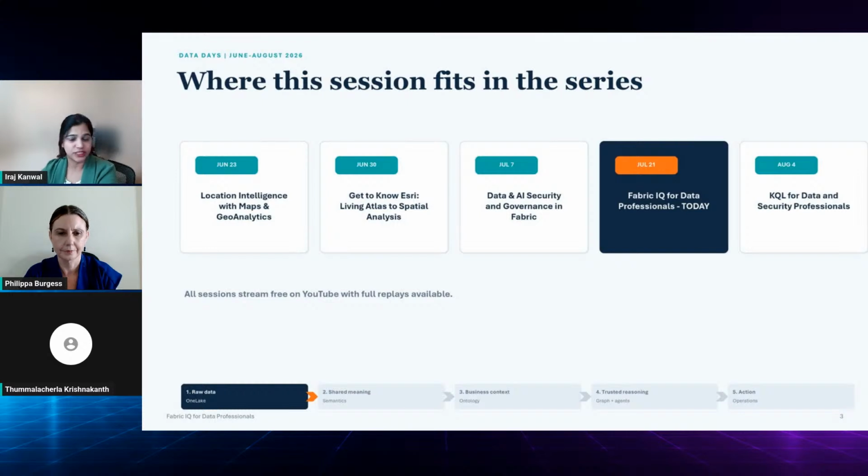So, where this session fits in. The Data Days has been building towards this topic. We started with location intelligence and mapping. And then we looked at spatial analysis in one of the sessions. And then in the last session, we covered security and governance in Fabric. Today connects the dots and brings all those pieces into an AI conversation. Fabric IQ is relevant because of the relationship context and security boundaries. And for this audience, location is not just a side detail. Location is something that gives a response priority, and we will come back to that later in the session.